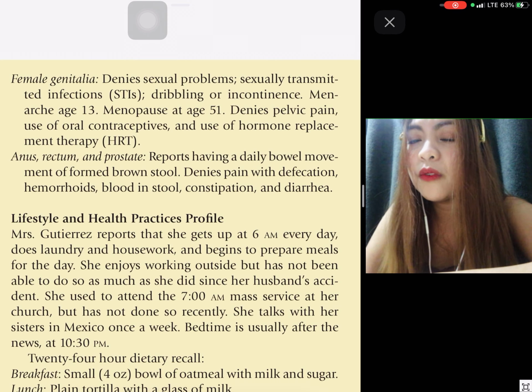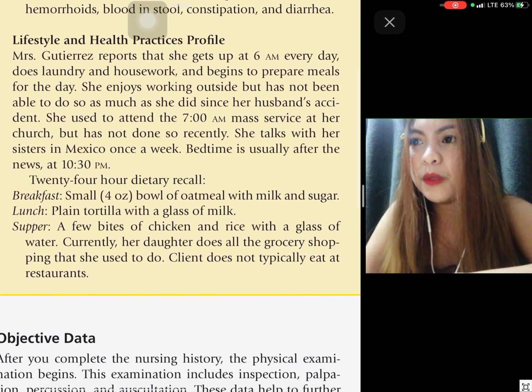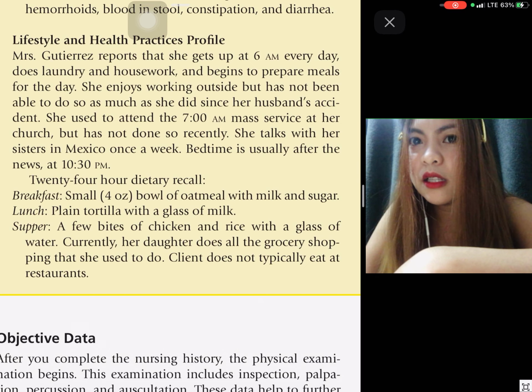So, ano kaya yung lifestyle and health practice profile ni Mrs. Gutierrez? So, Mrs. Gutierrez reports that she gets up at 6 a.m. every day, does laundry and homework, begins to prepare meals for the day. She enjoys working outside but has not been able to do as much as she did since her husband's accident. She used to attend the 7 a.m. mass service at her church but has not done so recently. She talks with her sister in Mexico once a week. Bedtime is usually after the news at 10:30 p.m.